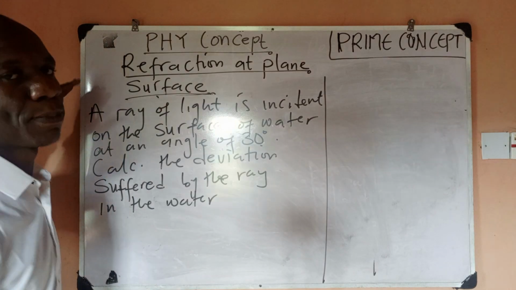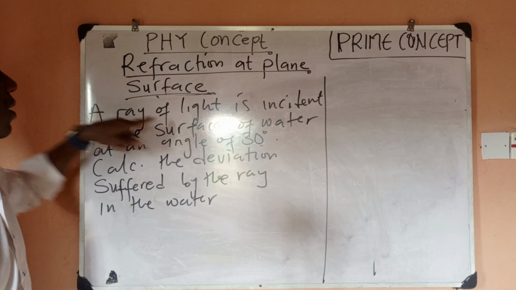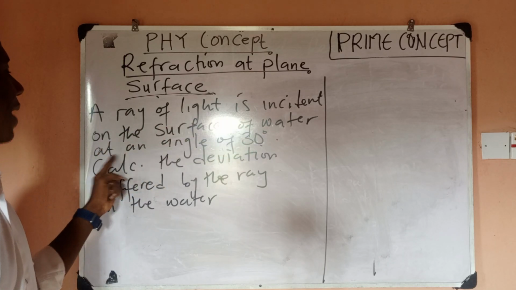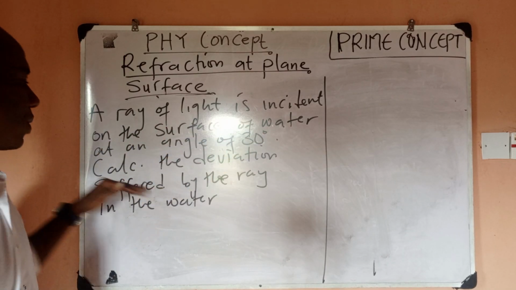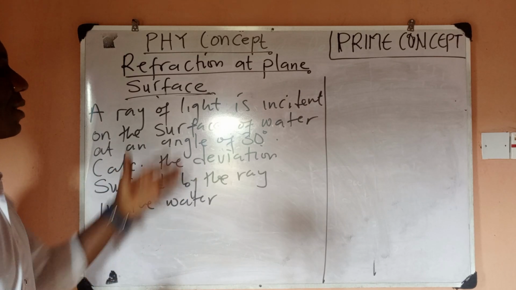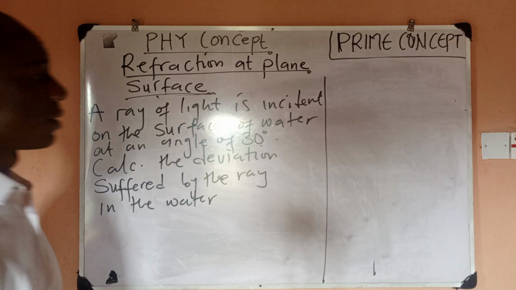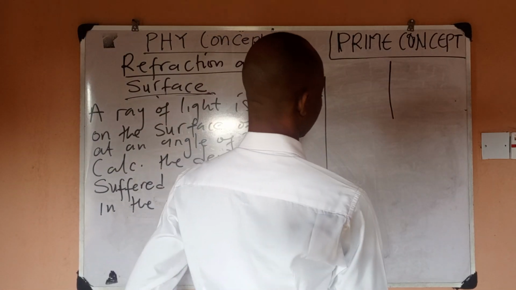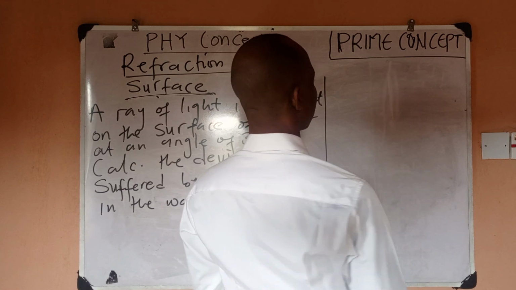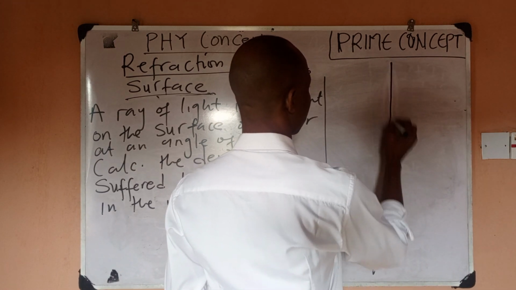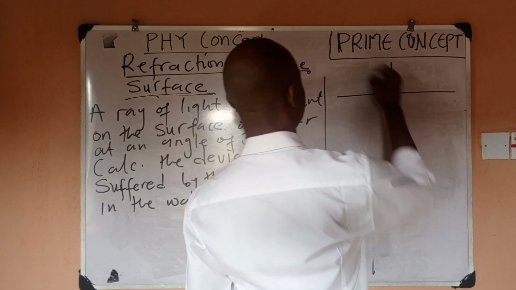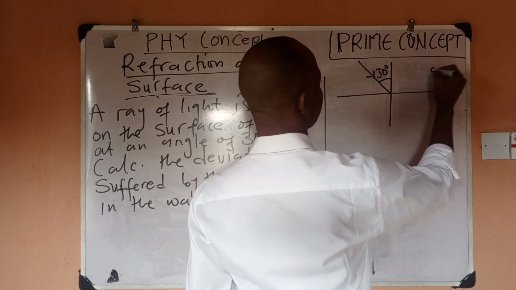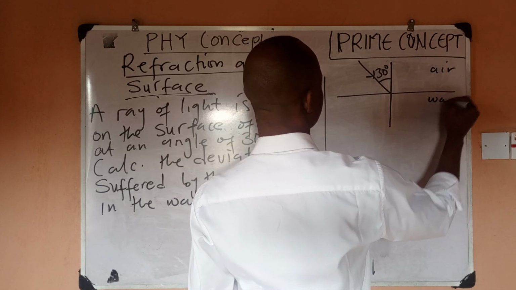So we have our problem here, and the question says a ray of light is incident on the surface of water at an angle of 30 degrees. Calculate the deviation. So you're incidenting light from air to the surface of water. So this is what we actually have. So this angle is 30 degrees. This is air to water.